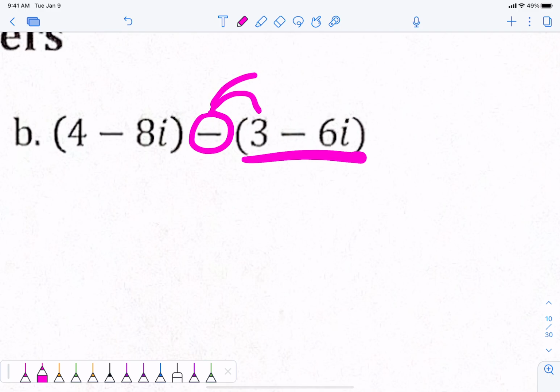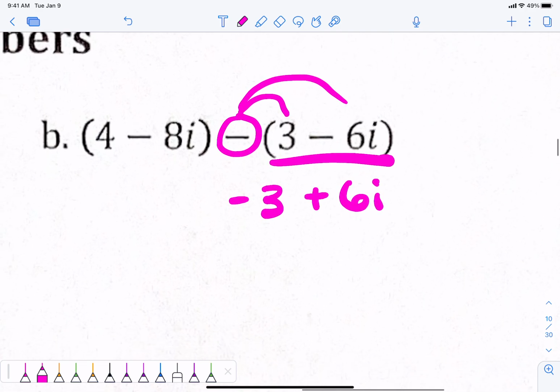So I have to distribute the minus sign there and there. This will become negative 3 plus 6i. Does that make sense? Now the 4 minus 8i just chills and doesn't change, but everything after the negative needs to be multiplied by a negative.